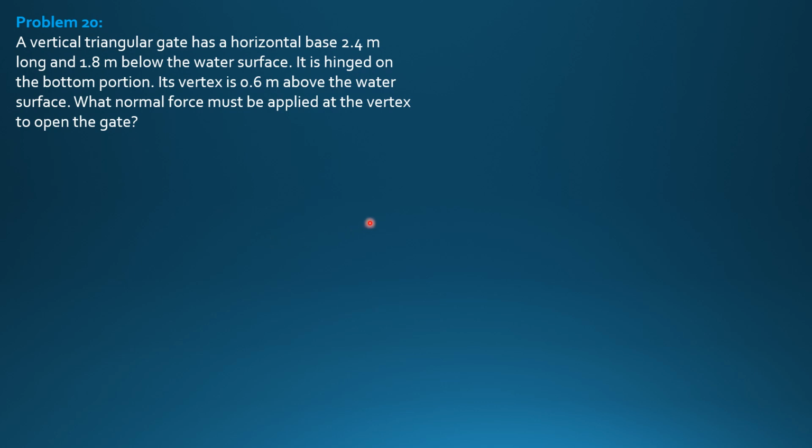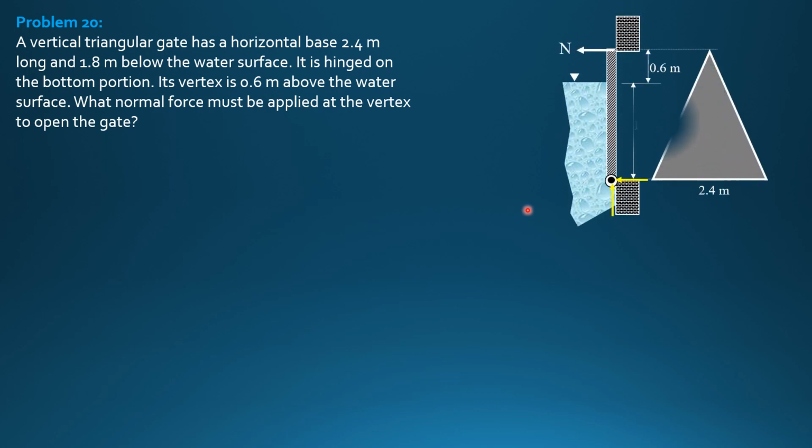So to help analyze the situation, let's have the diagram figure. So this is the situation. We have a triangular gate with vertex 0.6 meter above the water surface. So this is the water surface. Therefore, the water is in contact with one side, which is trapezoidal in shape.